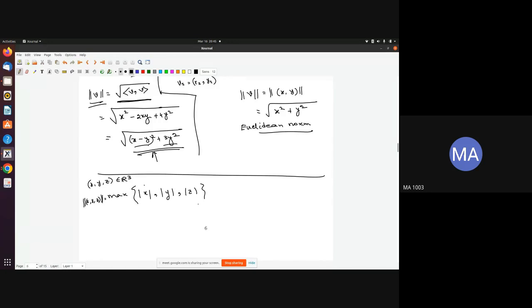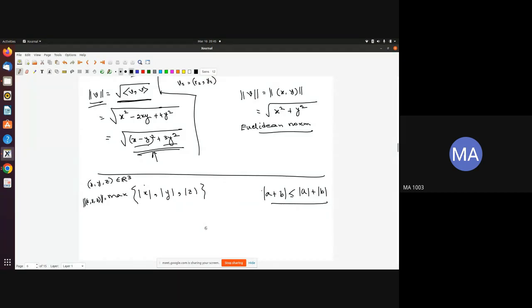The first property is satisfied, that is clear, because with mod everything is positive, so the max will be positive. When the max is 0, everything is positive, so all of them should be 0. Then the triangle inequality: the modulus satisfies that mod of A plus B is at most mod A plus mod B. If I use this, I will get the triangle inequality property for this one.